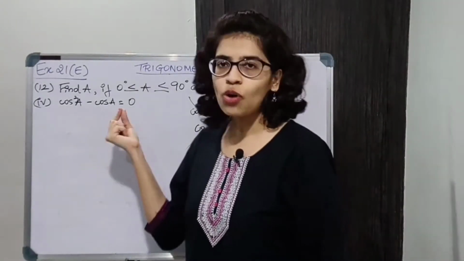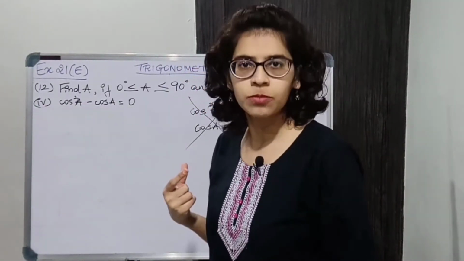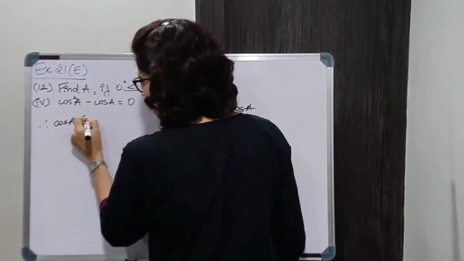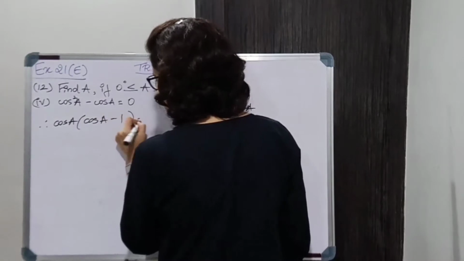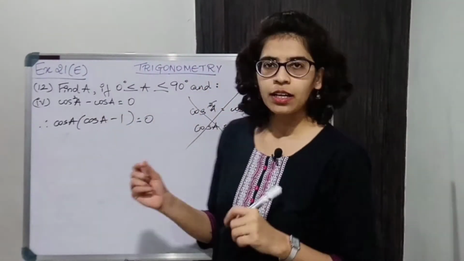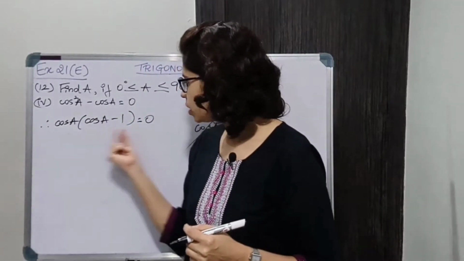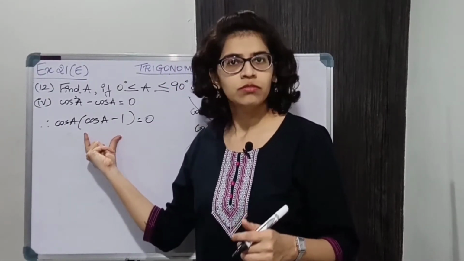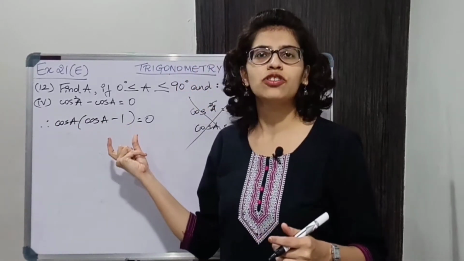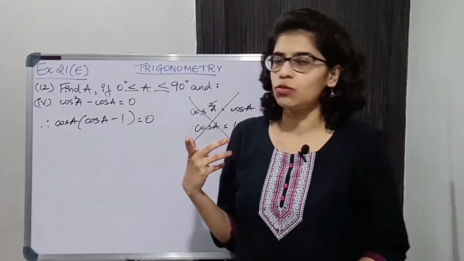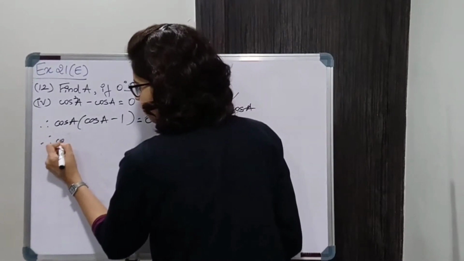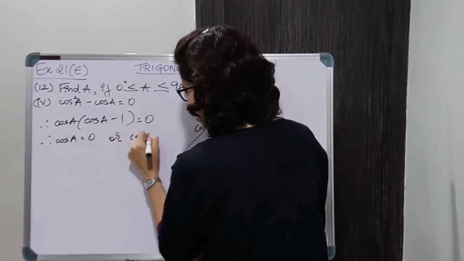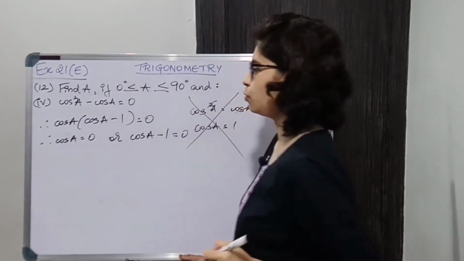We have to solve it, we have to take the common factor first. So cos A common taken, we are left with cos A minus 1 equal to 0. Now multiplication of two things is equal to 0, so either this is equal to 0 or this is equal to 0. Either one of the two must be 0, only then the answer can be 0. So either cos A is equal to 0 or cos A minus 1 is equal to 0.